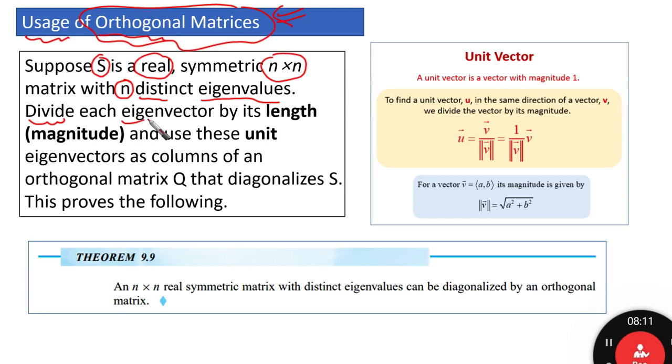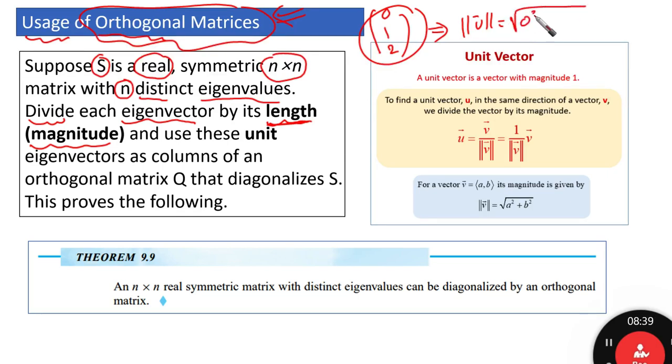Divide each eigenvector by its length. Length here means the magnitude of the vector. If we have a vector 0, 1, 2, for example, the magnitude, which we call the length of this vector, is going to be the square root of 0 squared plus 1 squared plus 2 squared. This is the magnitude or the length.